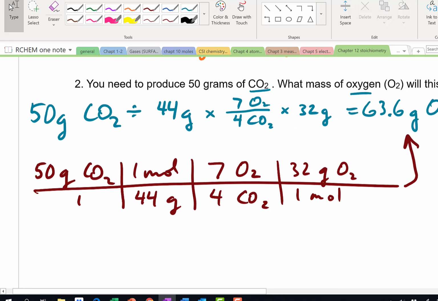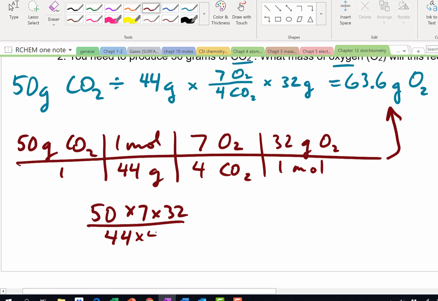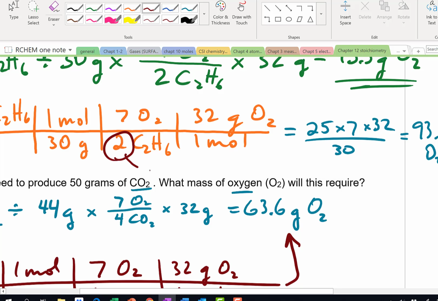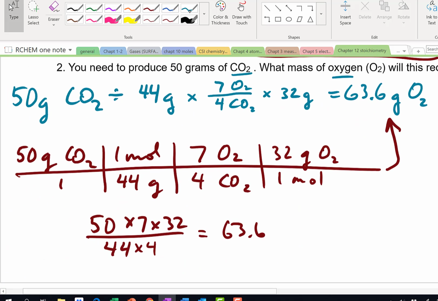So if we look at what we're doing here, it's 50 times 7 times 32 divided by 44 times 4. That equals 63.6. I realized I forgot to put the times 2 over here. So sorry for that mistake. All right. So you're multiplying everything on top and then dividing by what's on bottom, 44 times 4. So you need to put these in parentheses, and that gives you your answer.